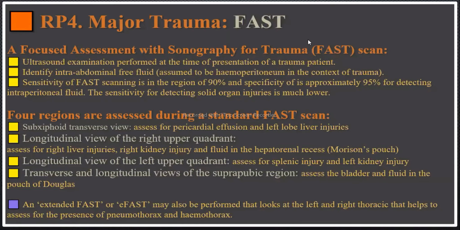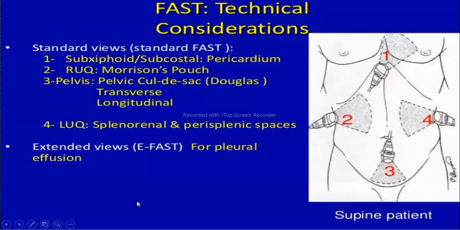Okay. So here regarding FAST, we have 4 views as we discussed. The subxiphoid transverse view for the heart, and longitudinal views for the right upper quadrant, left upper quadrant, and suprapubic region. Extended FAST we use for pneumothorax or hemothorax. So these are the 4 views. We are checking the heart, liver, spleen, and pelvis.